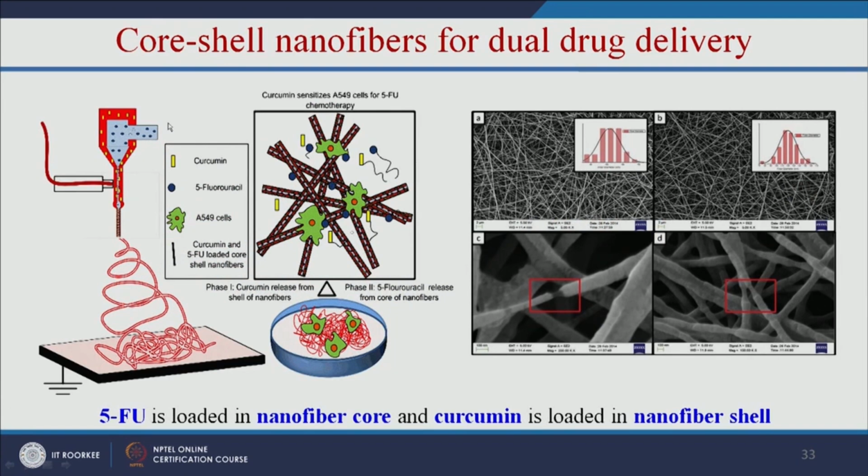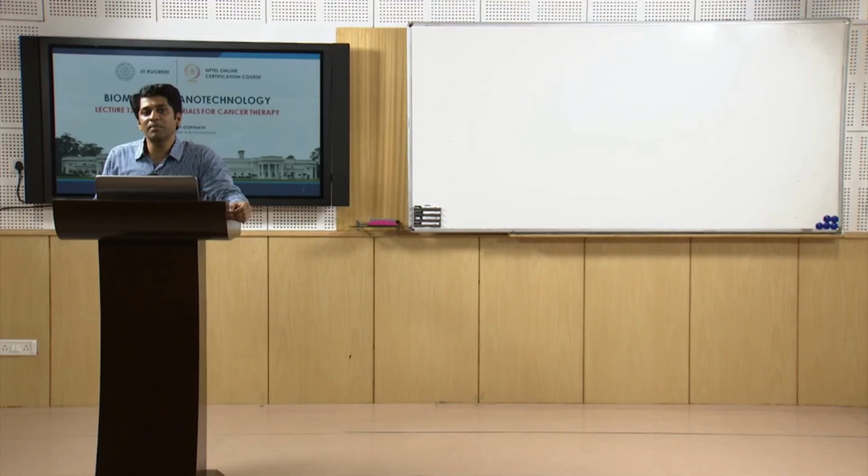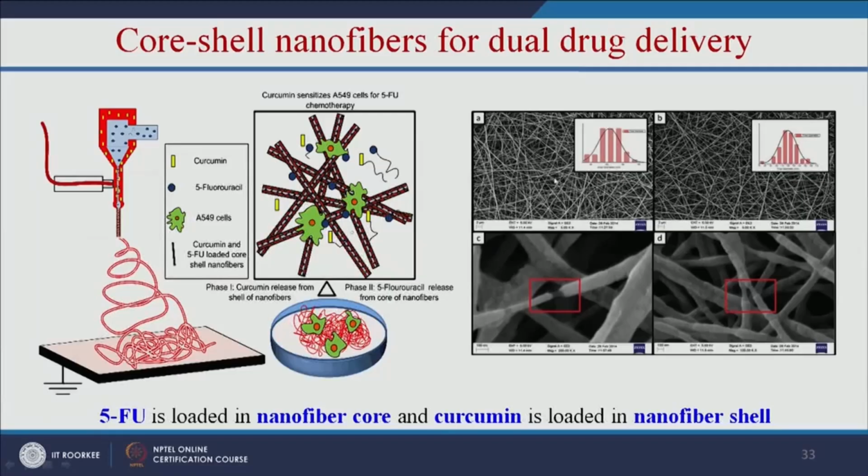The next example is that we can also use nanofibers for anti-cancer therapy. These nanofibers can be produced by electrospinning, which I will explain in detail in the next lecture. Using electrospinning we can make nanofibers, and these nanofibers can be loaded with anti-cancer drug, okay. And this is an electrospinning setup, and here you can see core-shell nanofibers. That means inside the core we can load one kind of anti-cancer drug, and in the shell we can load a different kind of anti-cancer drug.